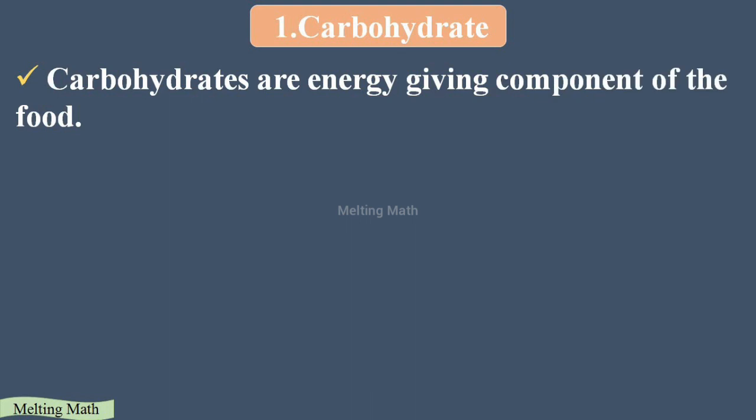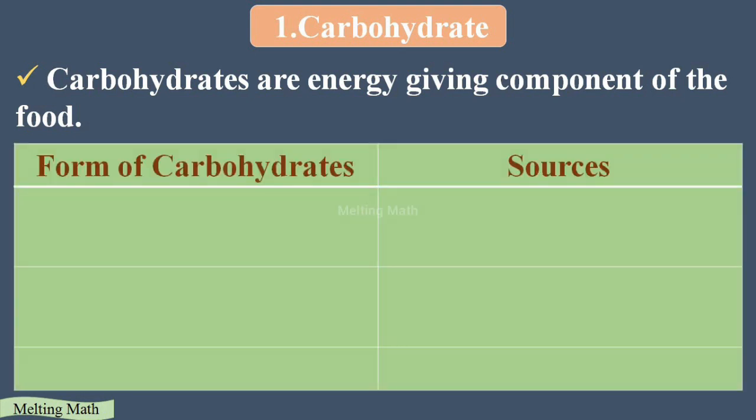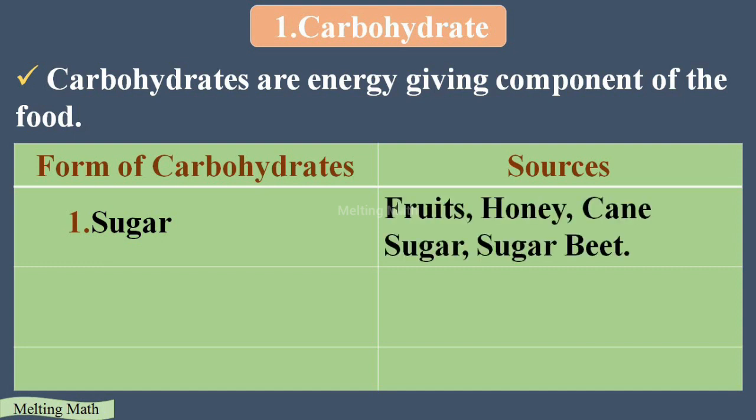Carbohydrate is an energy giving component of the food. I already told you we are consuming more rice and wheat. In that rice and wheat, carbohydrate is present in more amount. Okay, let's see about the forms of carbohydrate and their sources. Sugar is a form of carbohydrate. We can get it from fruits, honey, cane sugar, and sugar beet. Sugar beet is nothing but what we call chakravalli kalangu in Tamil.